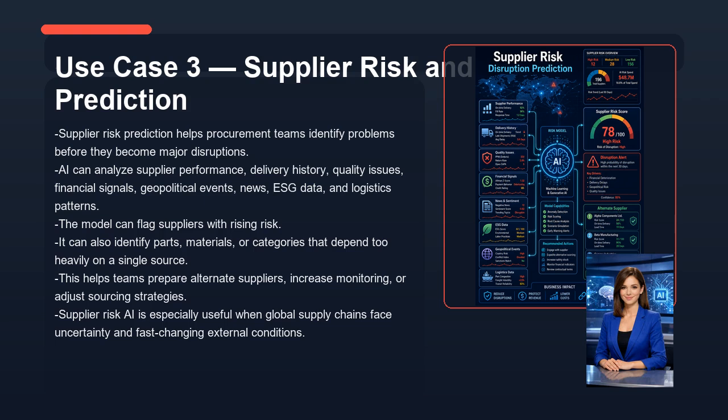The model can flag suppliers with rising risk. It can also identify parts, materials, or categories that depend too heavily on a single source. This helps teams prepare alternate suppliers, increase monitoring, or adjust sourcing strategies. Supplier risk AI is especially useful when global supply chains face uncertainty and fast-changing external conditions.